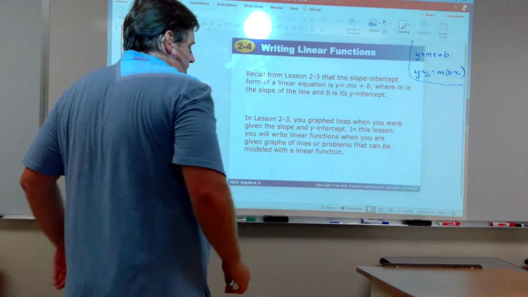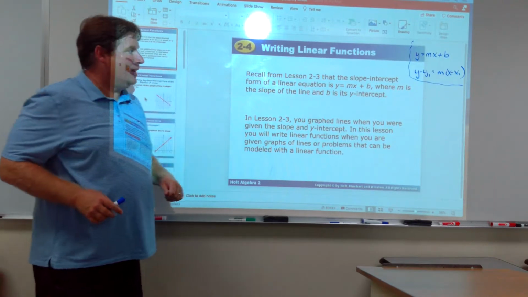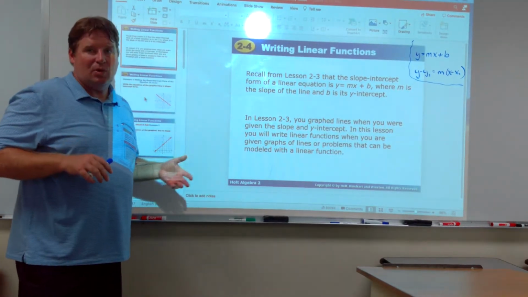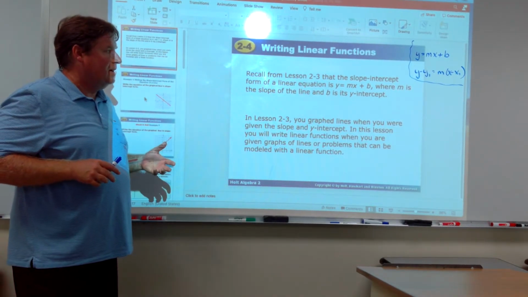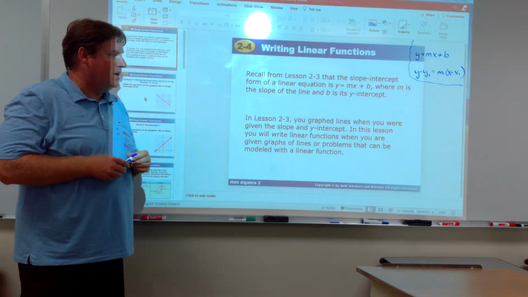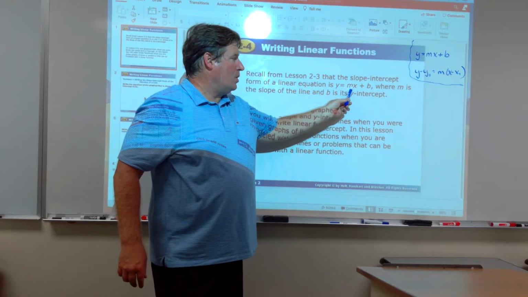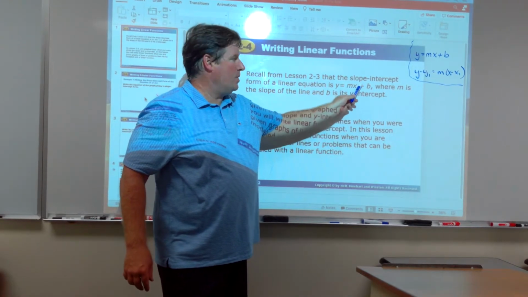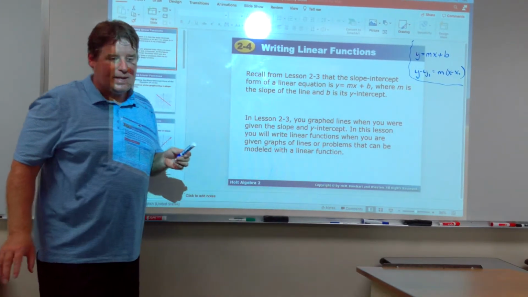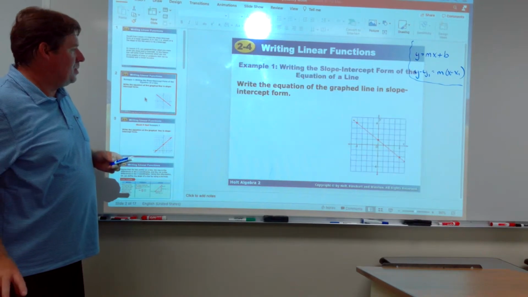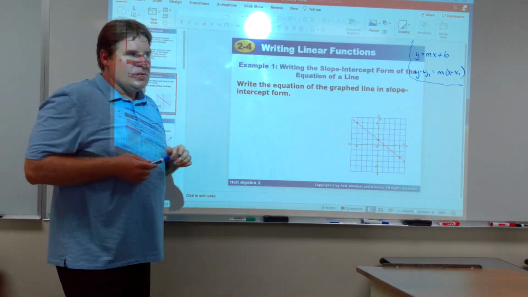Welcome back. We're now at section 2.4, and today we're going to write linear functions. Last time we spent time graphing linear functions. Now we want to actually write those linear functions. One thing to keep in mind is our slope-intercept form that we talked about, where the number in front of the x is the slope, and the number by itself is where it crosses the y-axis, the y-intercept. So by looking at a graph here, all we know is those two things.